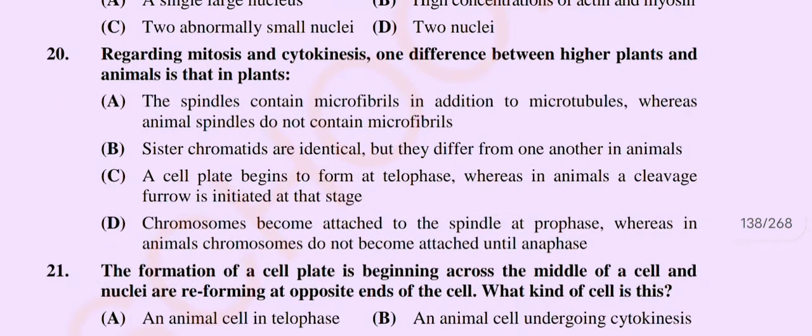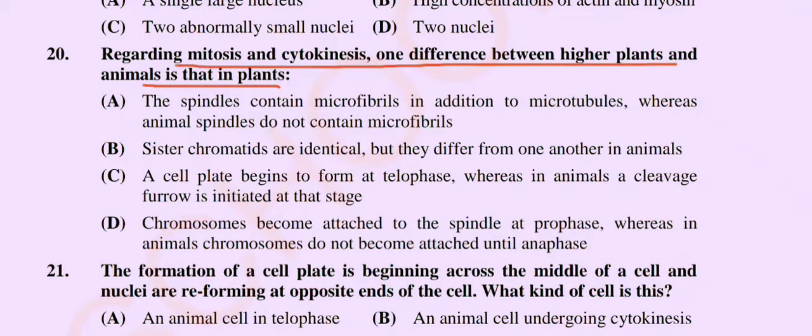Question number 20. Regarding mitosis and cytokinesis, one difference between higher plants and animals is that in plants, option A, the spindle contains microfibrils in addition to microtubules, whereas animal spindles do not contain microfibrils. Option B, sister chromatids are identical but they differ from one another in animals. Option C, a cell plate begins to form at telophase, whereas in animals a cleavage furrow is initiated at that stage. Option D, chromosomes become attached to the spindle at prophase, whereas in animals chromosomes do not become attached until anaphase.